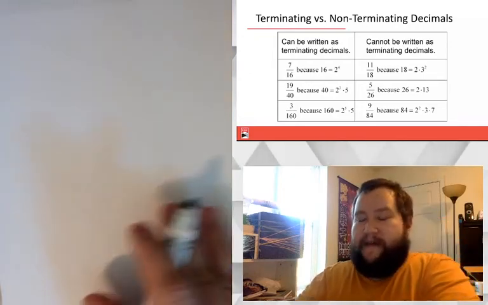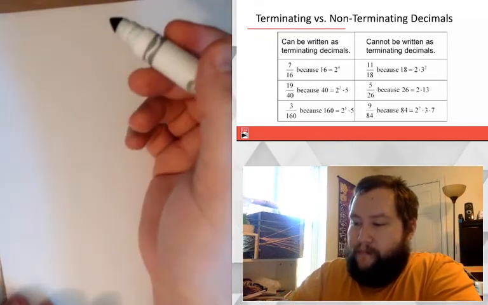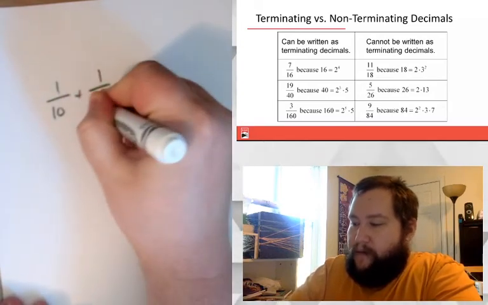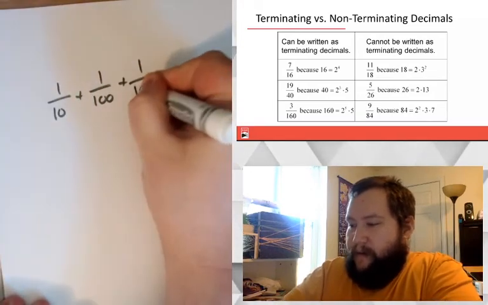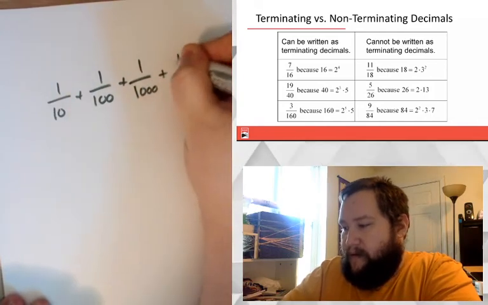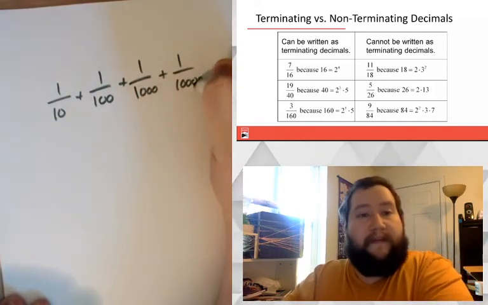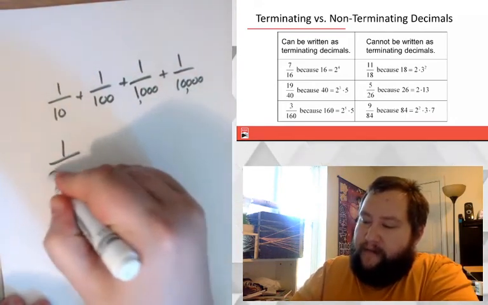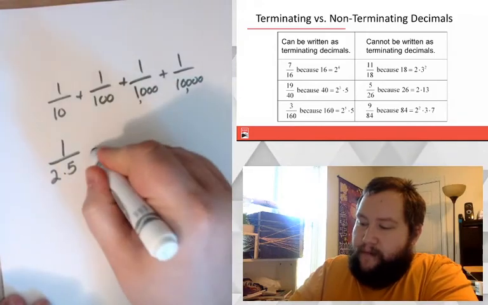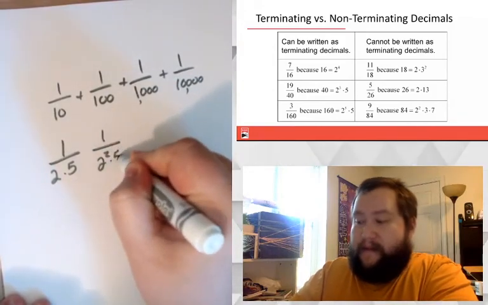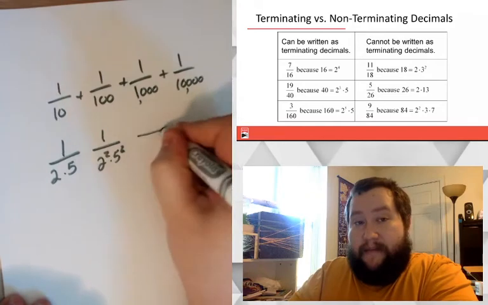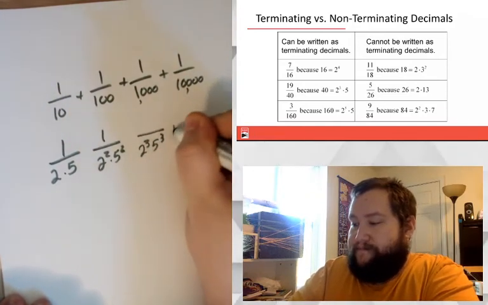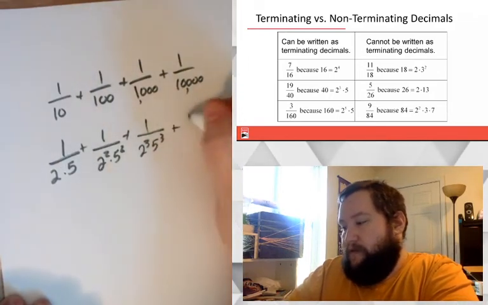So if we think back to place value, 1/10 plus 1/100 plus 1/1,000 plus 1/10,000. Right? So we have something that looks like that. If I factor each of these, I have 2 times 5, 2 squared, 5 squared, because it's 10 times 10, or 10 times 10 times 10, 2 cubed, 5 cubed, 2 to the fourth, 5 to the fourth.